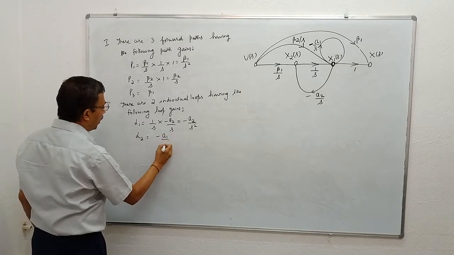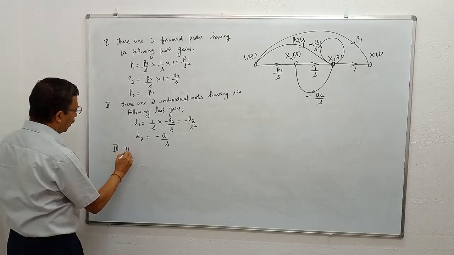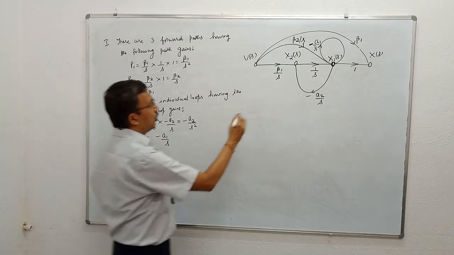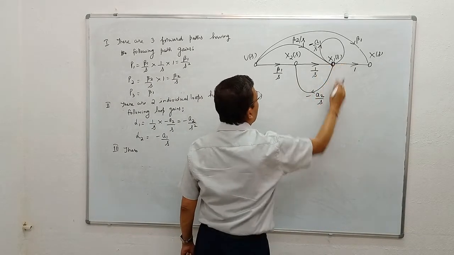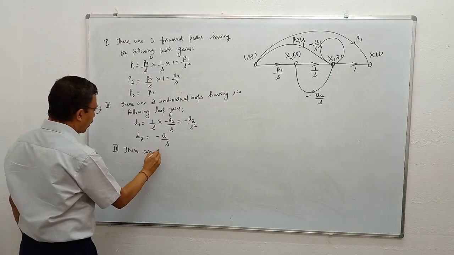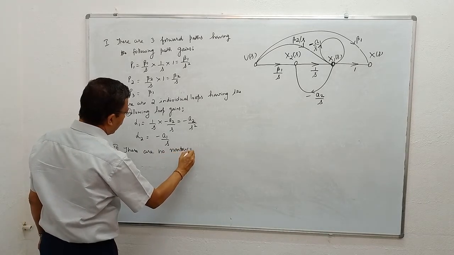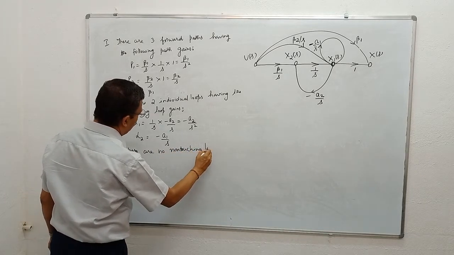Third step, there are no non-touching loops, because both the loops share this common node. Therefore, there are no non-touching loops.